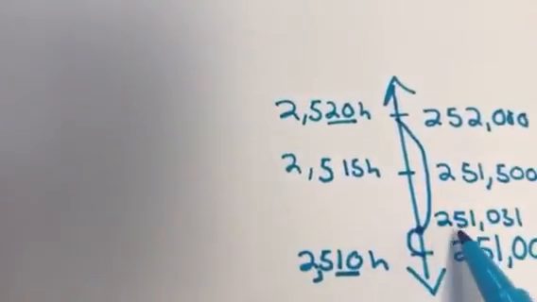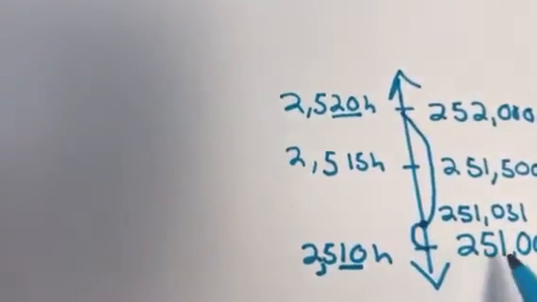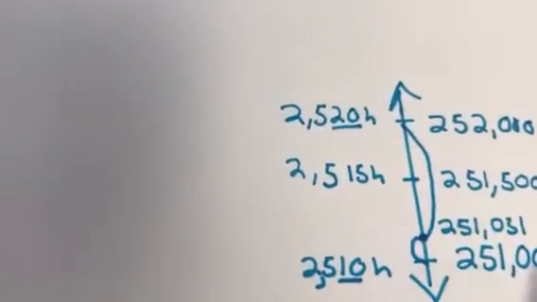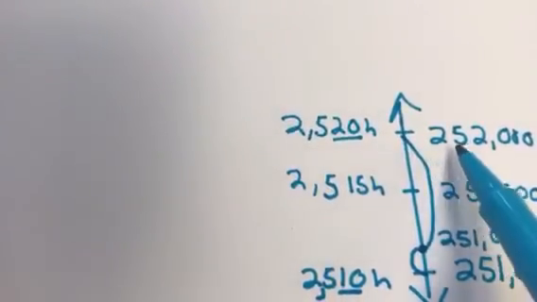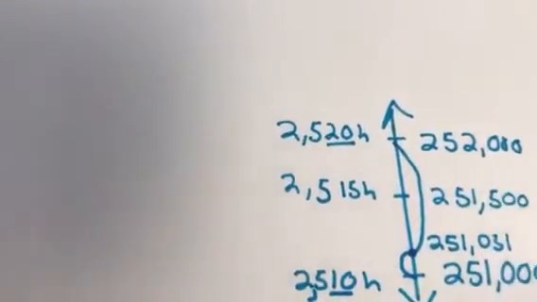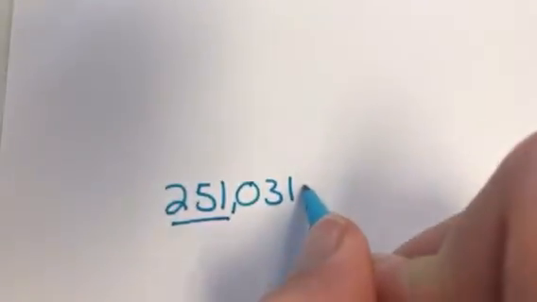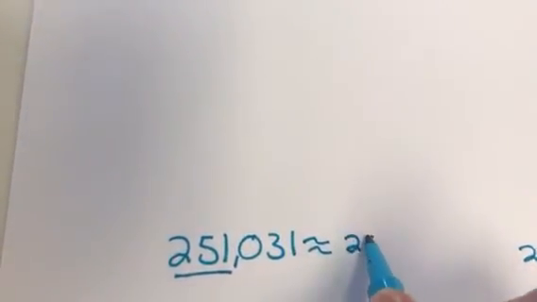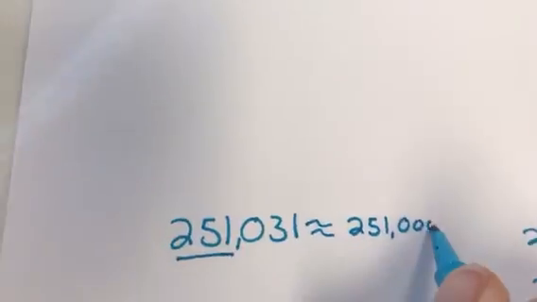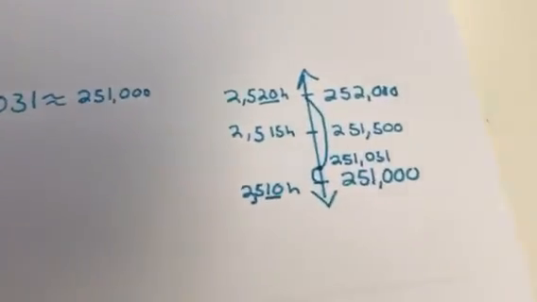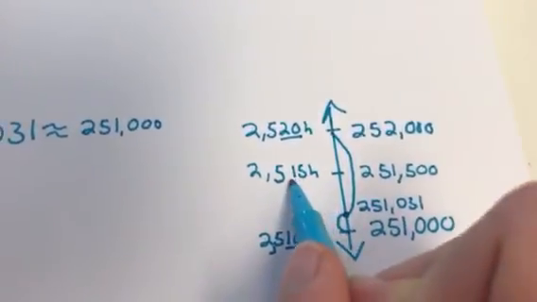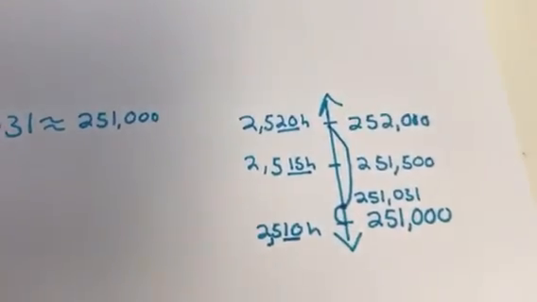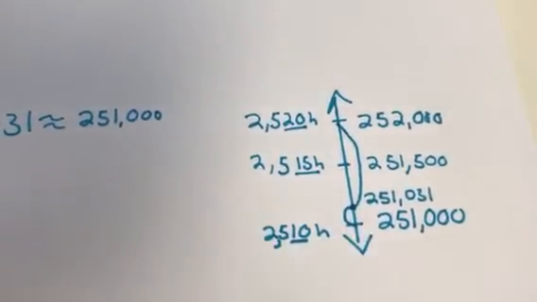And just like I did before, I'm going to model my jumps. And I see that my jump from 251,031 to 251,000 is smaller than my jump from 251,031 all the way up to 252,000. So I can now come over here and answer this problem by entering my about symbol and say that 251,031 is about 251,000.